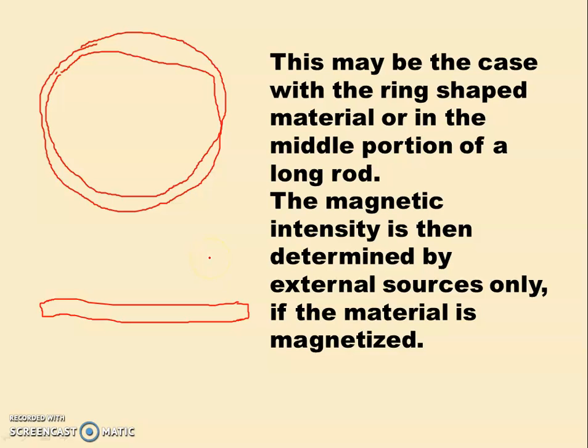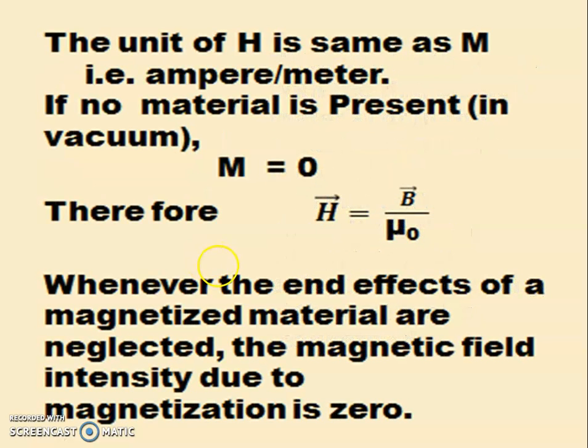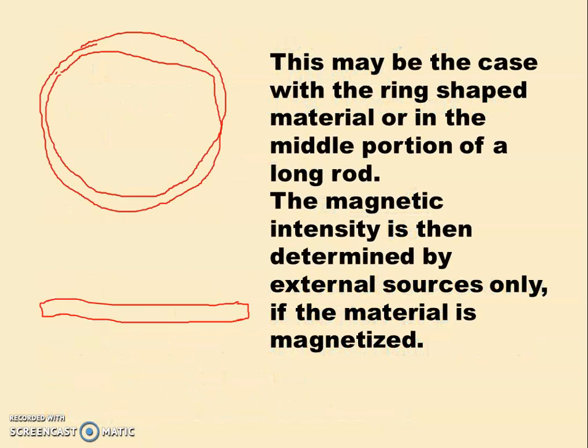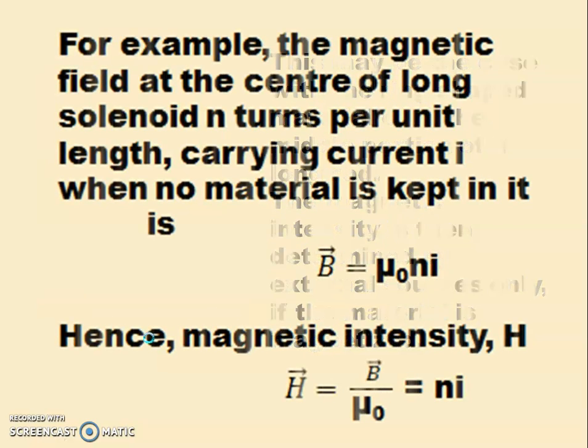See, whenever the end effects of a magnetized material are neglected, then the magnetization is 0. With this ring shaped material or middle portion of the long rod, the magnetic intensity is then determined by the external source only if the material is magnetized.